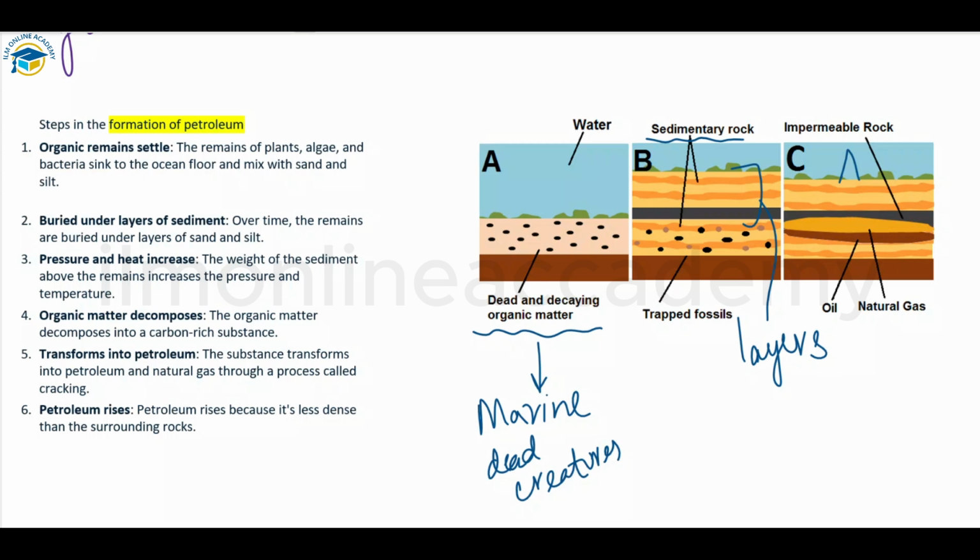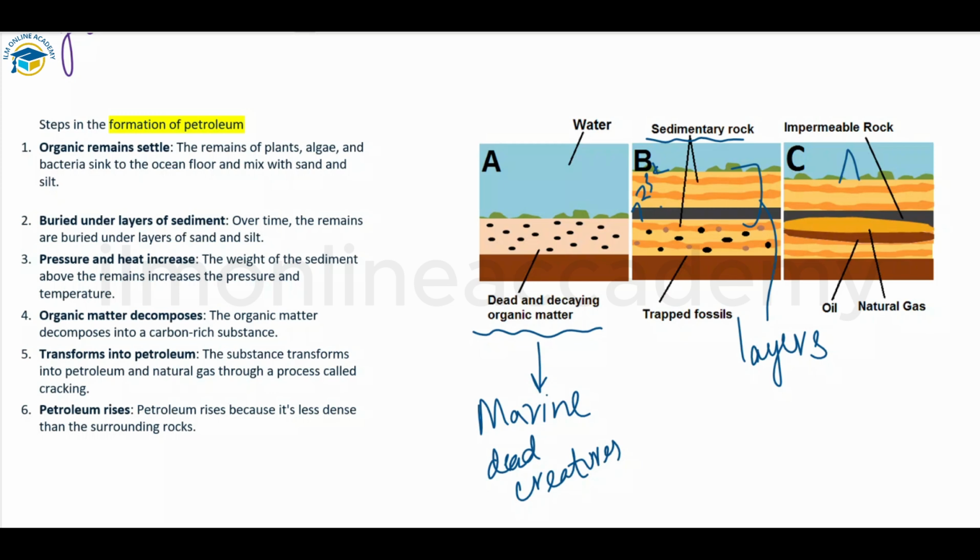Now you can easily get the petroleum that is formed under the layers of mud. There are some steps involved. The first step is that organic remains settle. The remains of plants, algae, bacteria, and mostly marine dead creatures settle to the ocean floor when they die and mix with the sand and silt. Over time, the remains are buried under layers of sand. You can see here the first, second, third, and fourth layers, with many layers on top. Due to these sedimentary rocks, the weight above the remains increases the pressure and also the temperature, as they are nearer to the core of the earth, which has a much higher temperature than the surface.